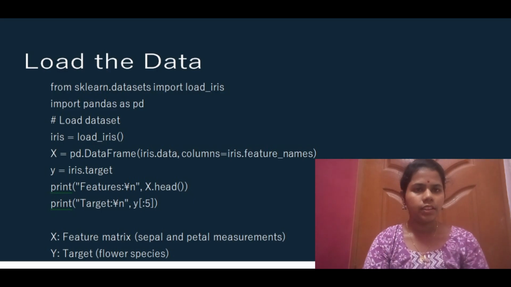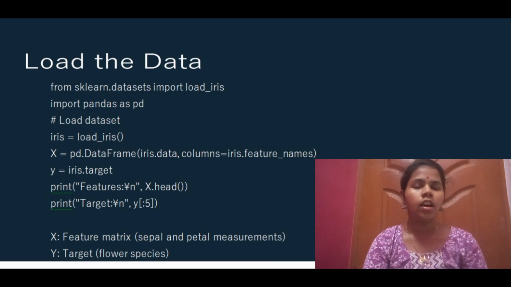So first we are loading the data set. Here we are loading the iris data set. The iris data set is a built-in data set in scikit-learn which contains 150 samples of flowers that has 4 features and 3 targets. Let's go into the code.